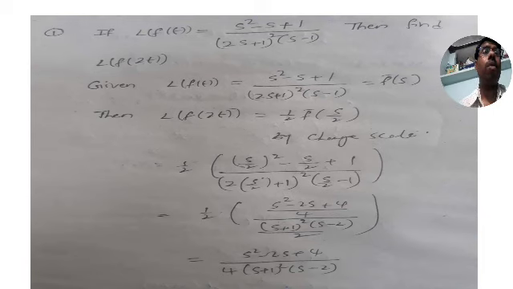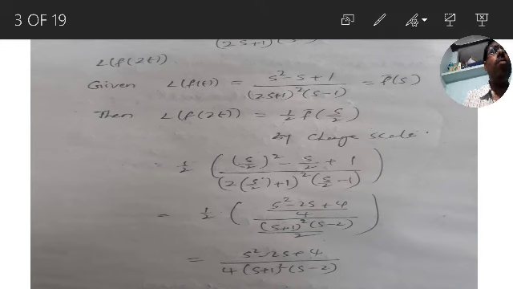This is our first problem. Write down the problem, guys. If L of f of t is equal to (s square minus s plus 1) by (2s plus 1) whole square into (s minus 1), then find L of f of 2t. So let us go to the problem.